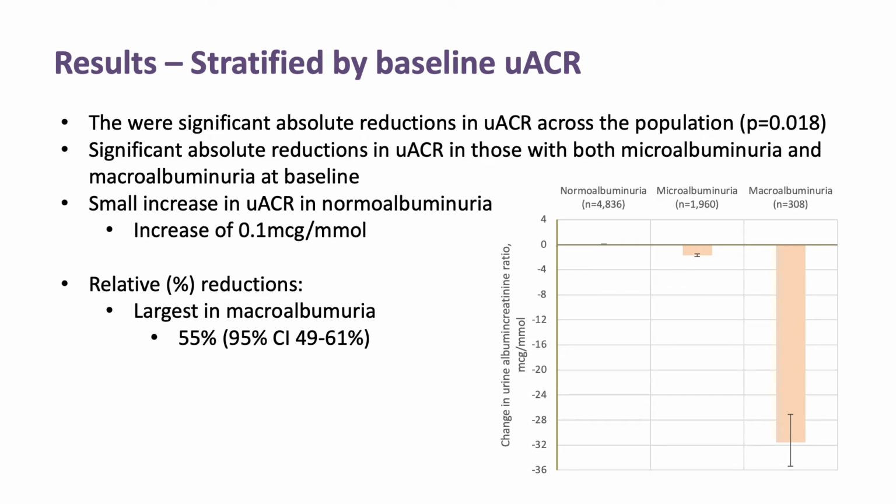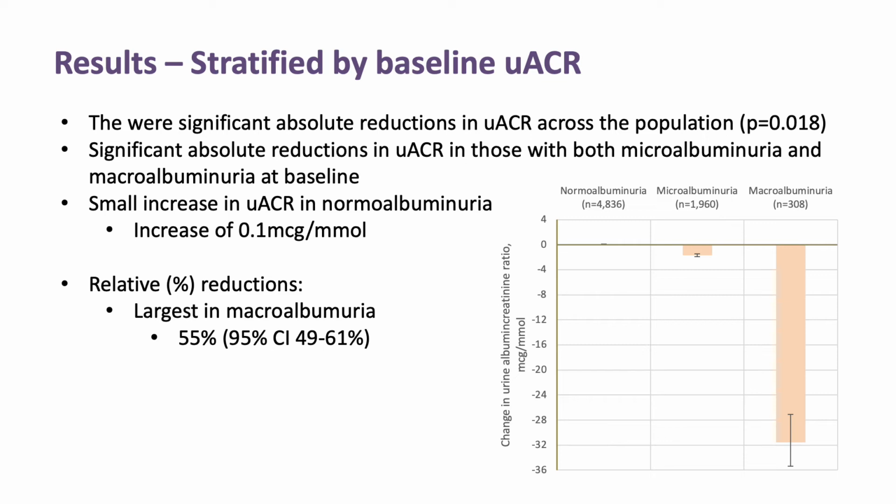The results of the analysis are on screen now. Across the population as a whole, looking at change in urine ACR in absolute terms, reductions were observed across the population with a p-value of 0.018. There was a small increase in urine albumin creatinine ratio in normoalbuminuric individuals at baseline, with an increase of 0.1 micrograms per millimole, and this was statistically significant, although the clinical relevance of such a small increase is uncertain.